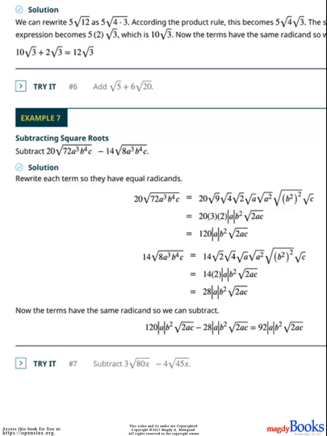Now the terms have the same radicand, so we can subtract. 120a b squared square root of 2ac minus 28a b squared square root of 2ac equals 92a b squared square root of 2ac. Try it number 7. Subtract 3 square root of 80x minus 4 square root of 45x.